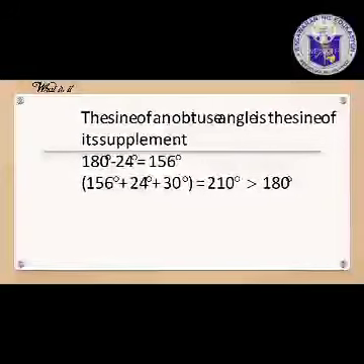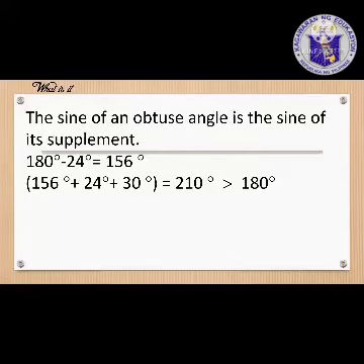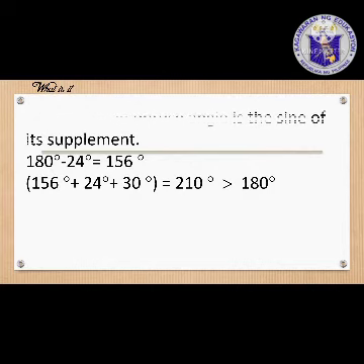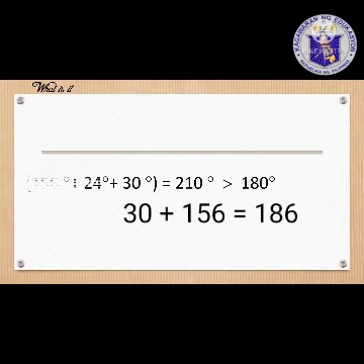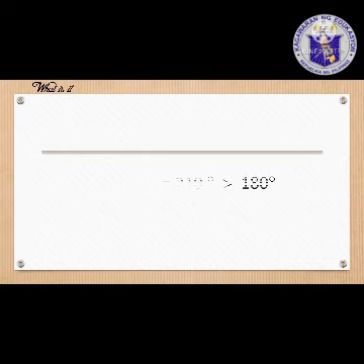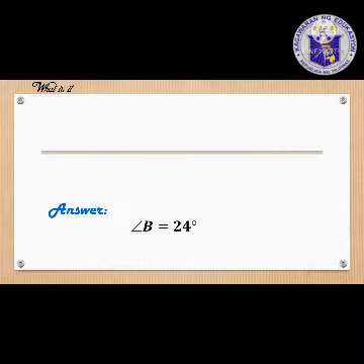By this condition, it can form a triangle. Remember that the sine of an obtuse angle is the sine of its supplement. Now let us find the supplement of 24, simply by subtracting 24 from 180. The supplement of a 24-degree angle is 156, but we cannot use this one because it will exceed 180 degrees. Because the first given angle is 30, so 156 plus 30 is 186. And in this case, only one triangle exists. Therefore, angle B measures 24 degrees.